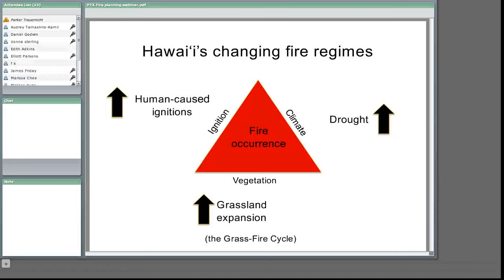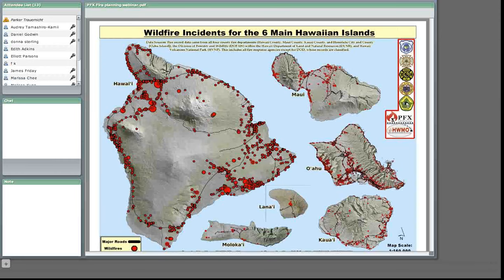And so these are the patterns we're seeing. This is the fire history here and statewide since about 1989. The Hawaii Wildfire Management Organization, our partners, put these data together from multiple agencies, and we just see that fires are abundant. We're seeing fires all the time. If you're interested in more details about this, check out the PFX website. We've got a fact sheet on wildfire occurrence in Hawaii.